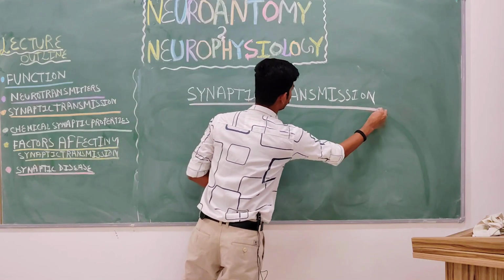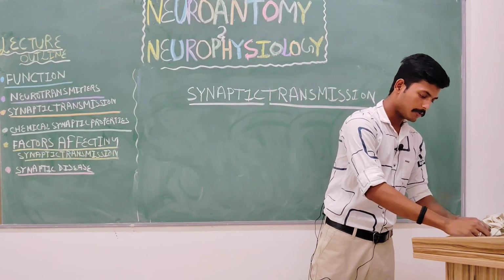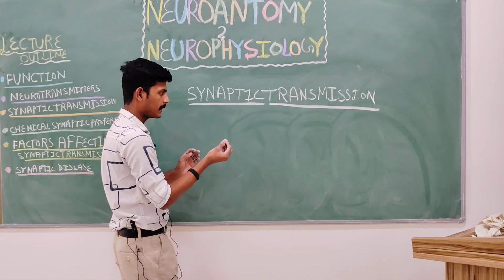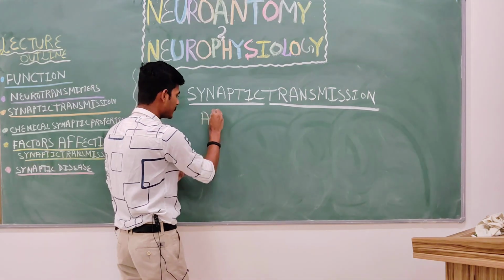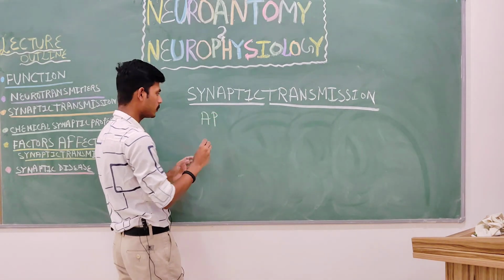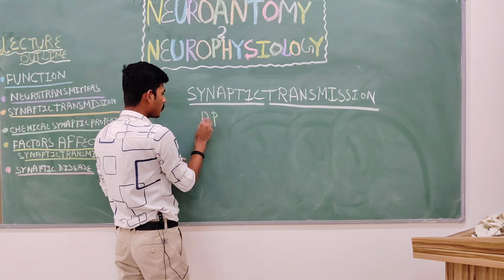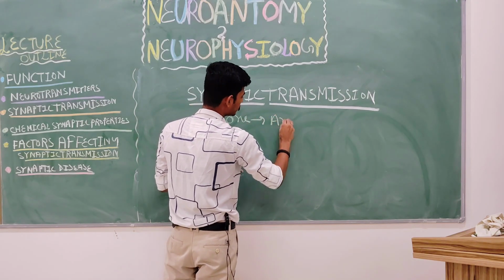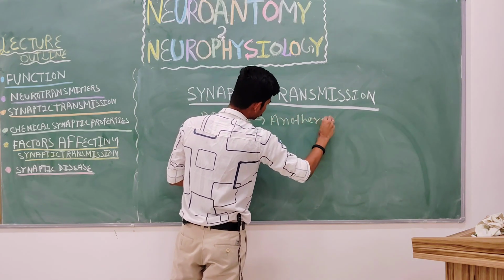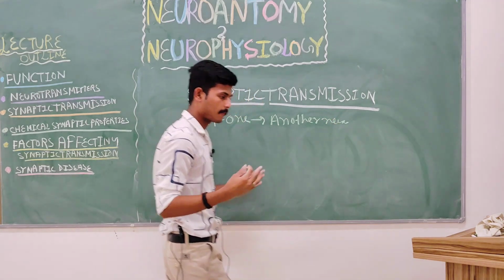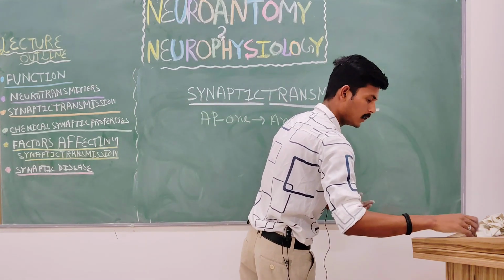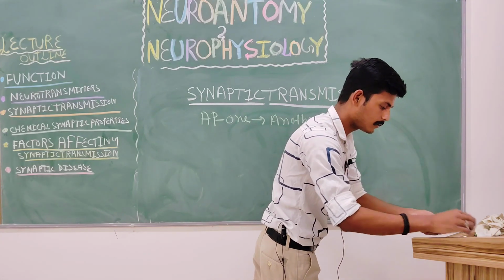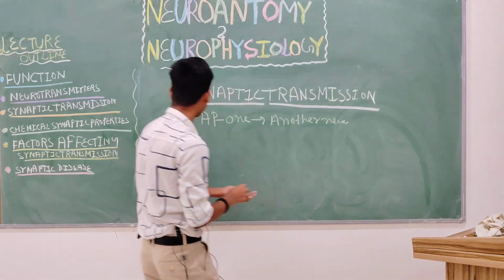Synaptic transmission. The thing you should keep in mind is that it means the transfer of an action potential from one neuron to another neuron. Now how? We have to understand how the process is happening, and for that we have to draw a diagram. Diagrams make things easy to understand.